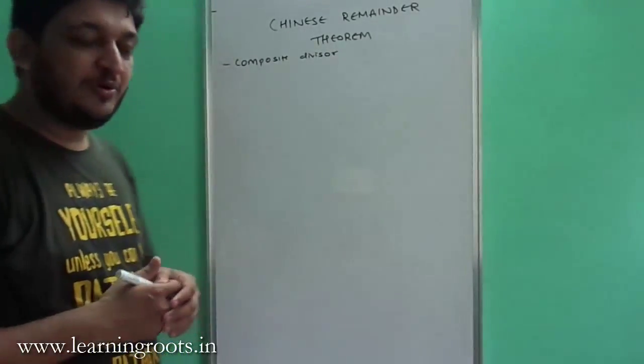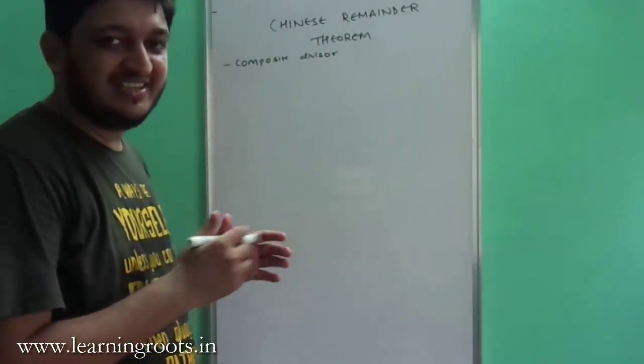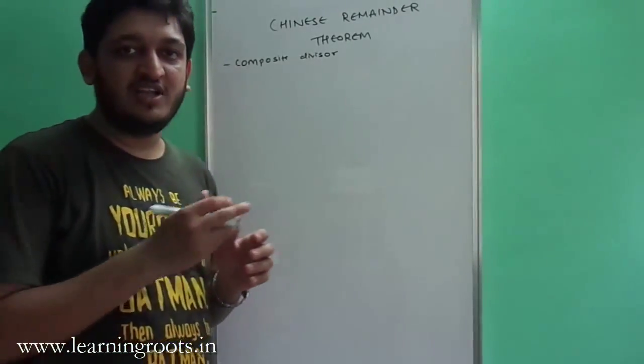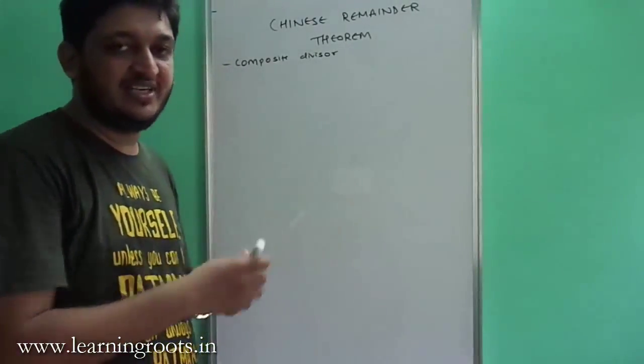Hello. So now we'll be going to the Chinese remainder theorem. This is another way, a simpler method probably, to solve questions which involve higher powers and they are divided by something and you have to find the remainder.